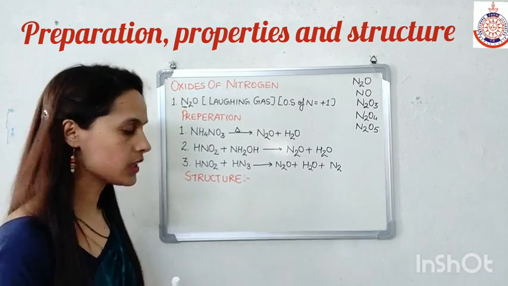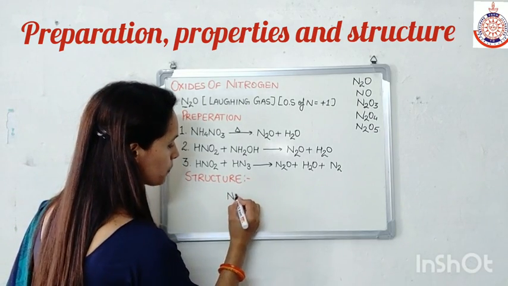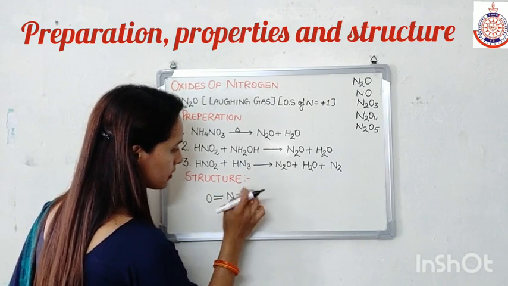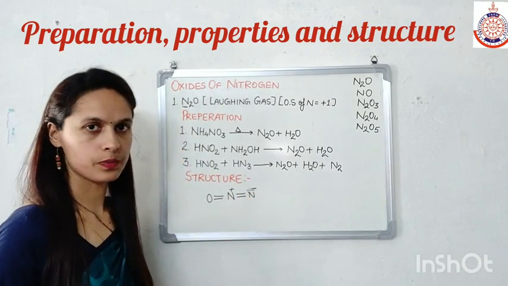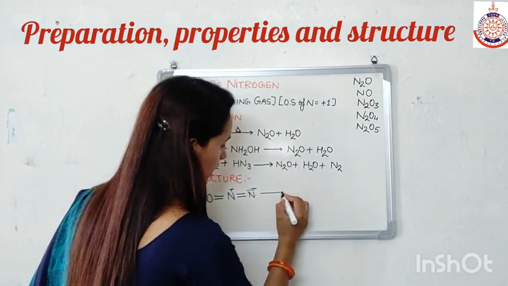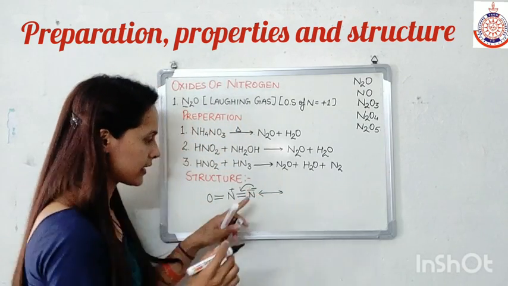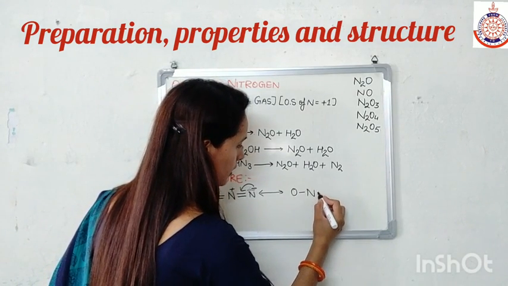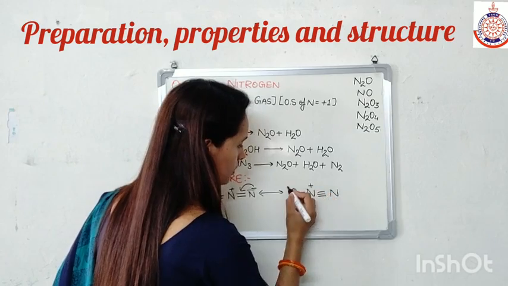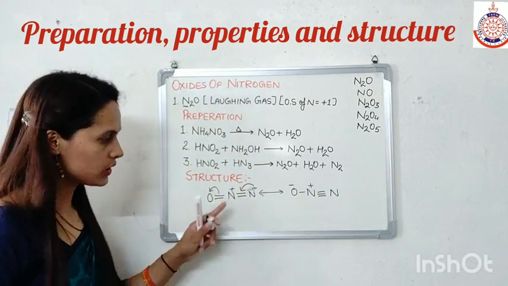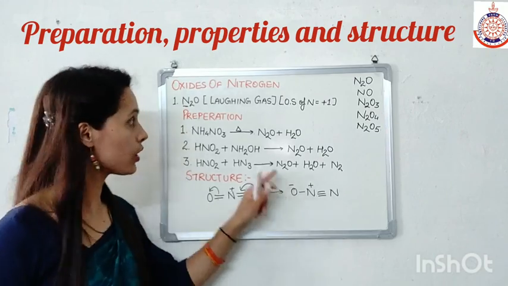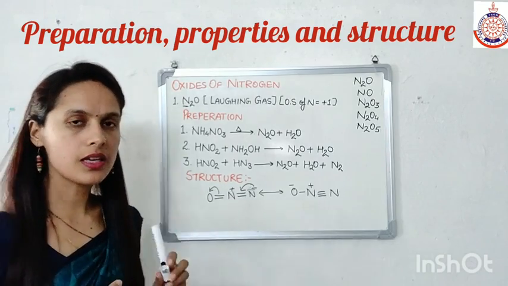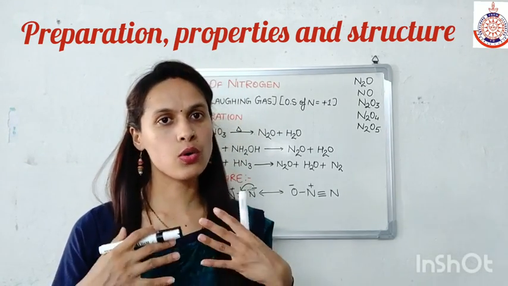And what are those two resonating structures? First one is N double bond N double bond O. Here it is negative, and here it is positive. Clear? And it gets converted into this: this electron will jump here, and this electron will go here, so it becomes O, N triple bond N. Here it is positive, and here it is negative. So these two are the resonating structures of laughing gas, because a single structure can't explain the whole properties of laughing gas.